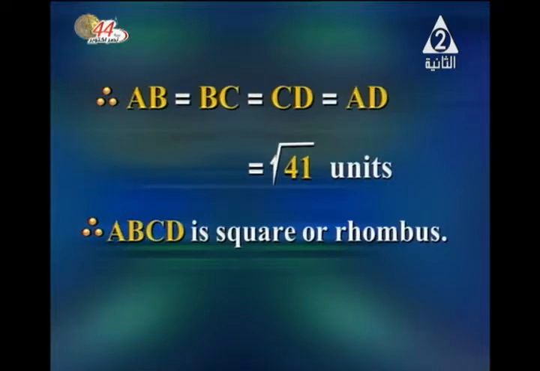Then, to identify whether it is a square or a rhombus, you must find the length of the two diagonals. If they are equal, the figure will be a square. If they are not equal, the figure will be a rhombus. Then, what about the diagonals?